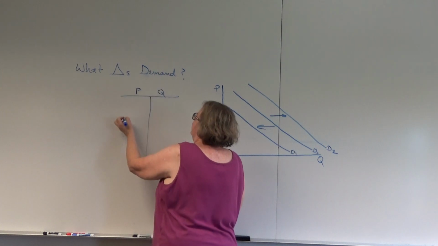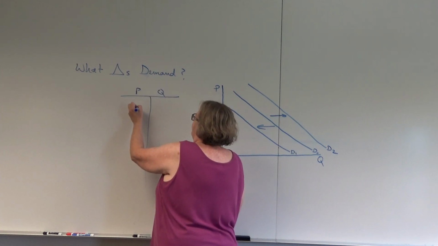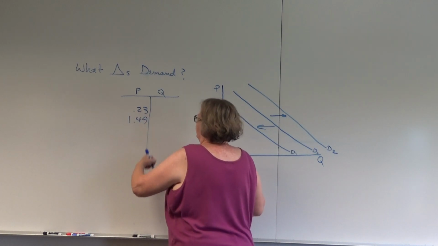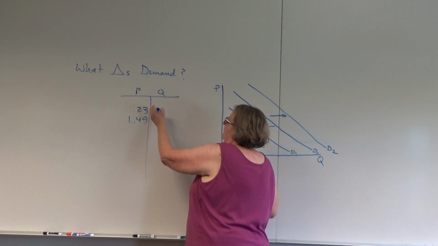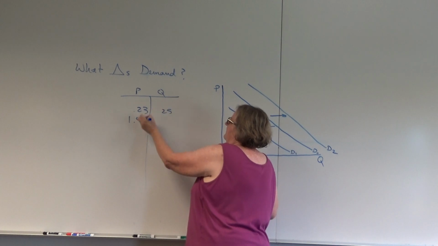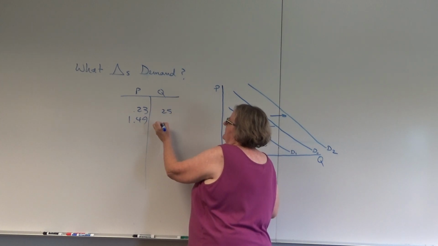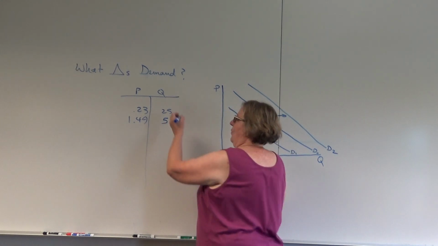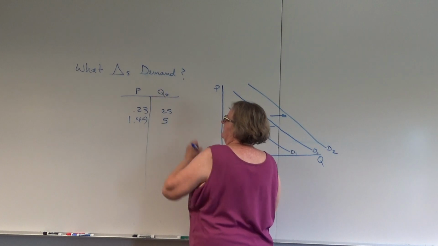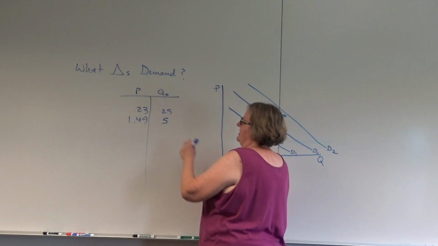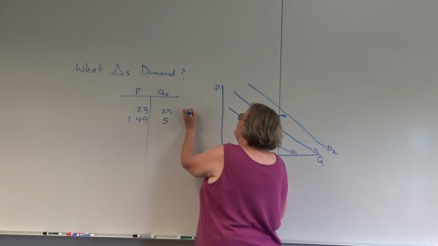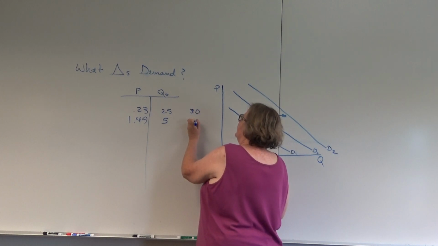Prices, quantities, and I don't even remember, 23 was it, $1.49, and etc. And we had numbers. This one went to 25 before, and this one, what was it, 5? Okay. So previously, the quantities were 25 and 5 at these prices, but what if they changed to 30 and 6?